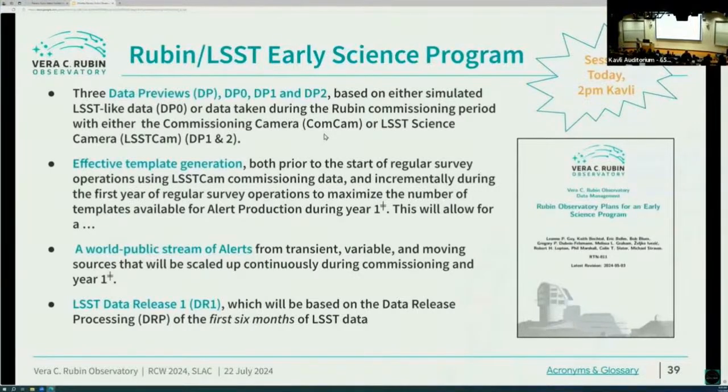So that's a key component of early science. That world public stream of alerts will start sometime toward the end of commissioning and will steadily grow as we go forward until it's up to full strength after data release 1 and we have the full set of templates around the sky. And then data release 1 will come out and then we'll be off and running into the future.